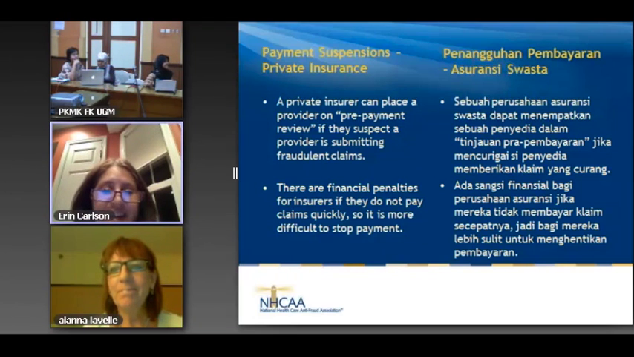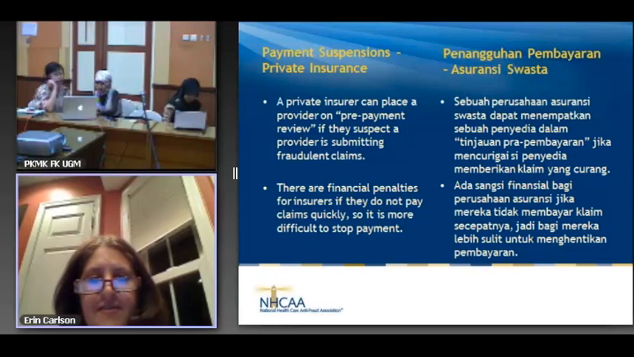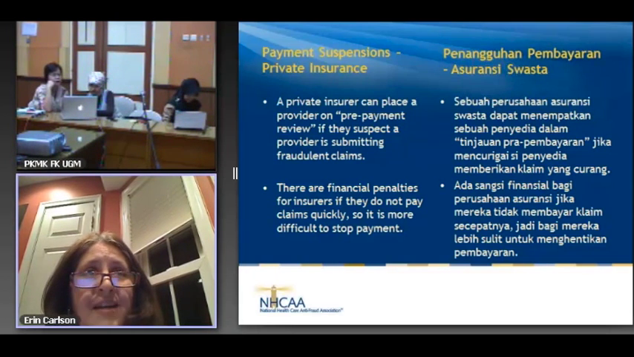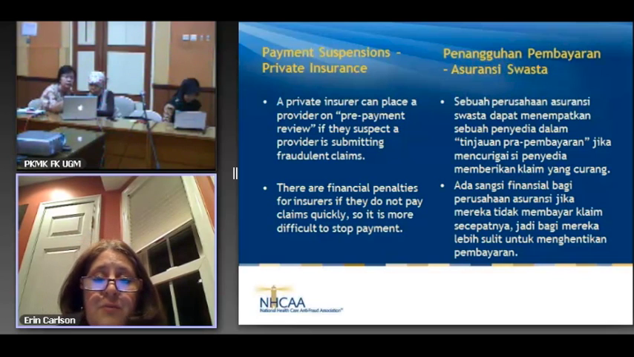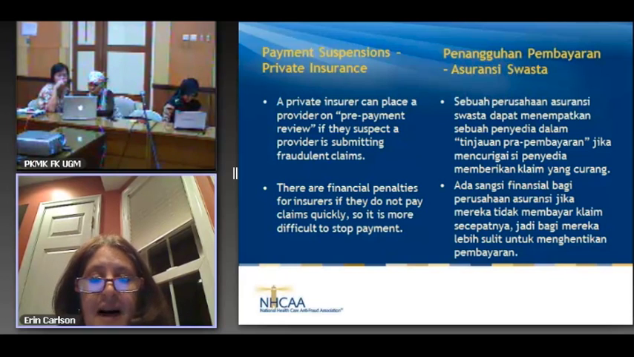A private insurer can place a provider on what we call prepayment review. So if we see a pattern of claims and they look suspicious, what we can do is rather than just pay the claims as they come through our claim system, we can put them on review. So someone is actually taking a look at the claims and deciding, is there a possibility of fraud here? And if so, then they'll investigate those claims. And there are financial penalties, unfortunately, for insurers. I talked about the prompt pay laws if we don't pay the claims very quickly. So it is more difficult for us to stop payment.